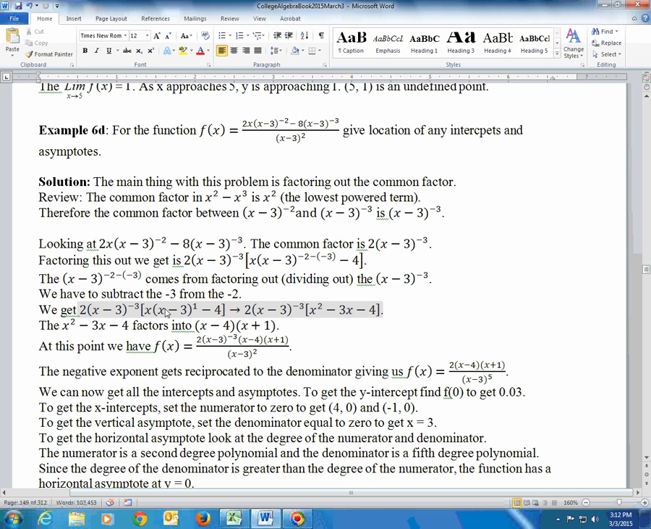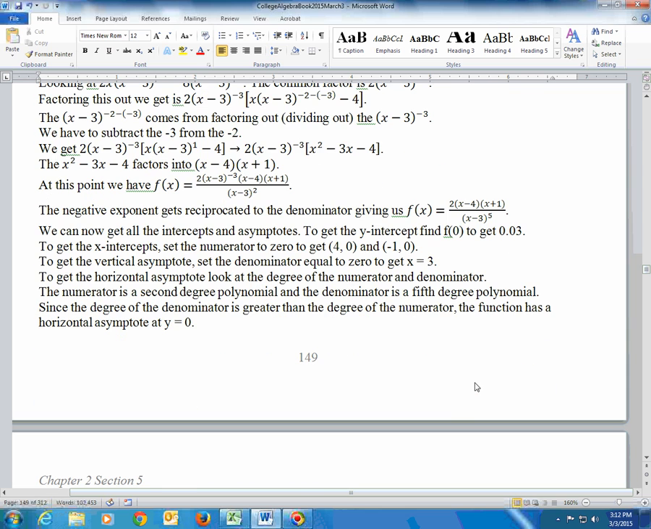Take the x through, x squared minus 3x minus 4 factors again, and the negative exponent gets flipped down to the bottom, making it x minus 3 to the fifth. At that point, it's all factored so you can get everything. X-intercepts, top equals 0: 4 and negative 1. There's your x-intercepts. Vertical asymptotes, the bottom: 3 makes that equal 0. So x equals 3 is a vertical asymptote.